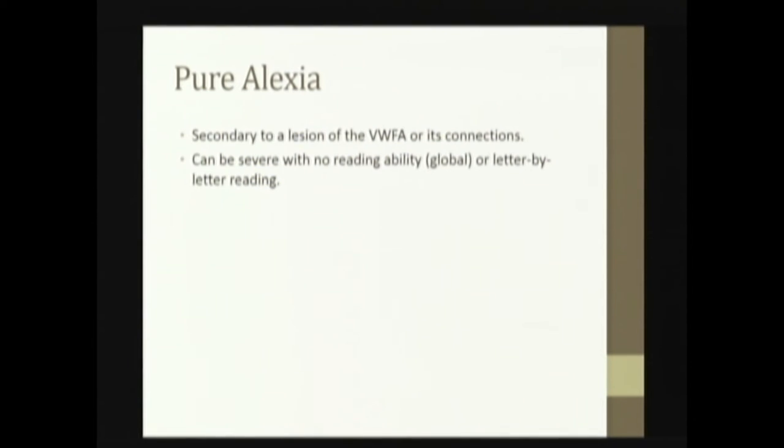Alexia is basically an inability to read. Usually it is secondary to occipital lesions that involve the VWFA or its connections. It can be severe, where there's no ability to read, or, most commonly, it is seen as something called letter by letter reading, where the person loses the ability to analyze everything in parallel and has to look at each single letter. And then after he has read each of the letters, he can then form a word. Sometimes even the letter itself needs to be processed separately to identify it.